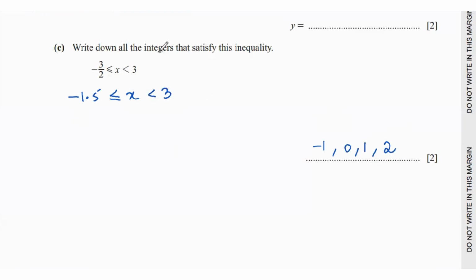However, since it says integers, integers are whole numbers. So negative 1.5 cannot be written in the values. That's going to be wrong. So you start with the value that's above negative 1.5, which is negative 1. Negative 1, 0, 1, and 2. Those are your integer values.